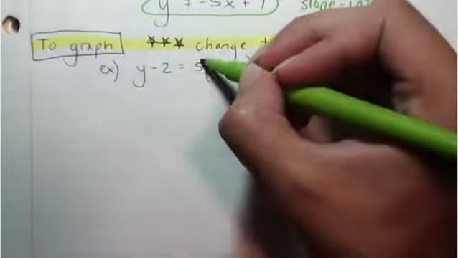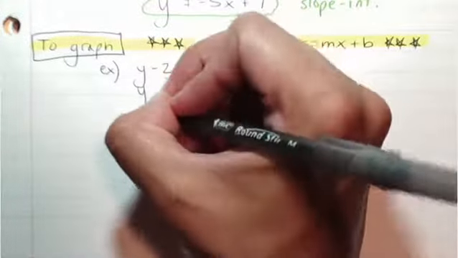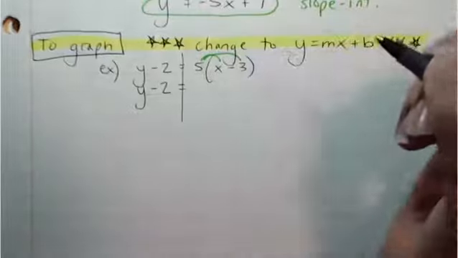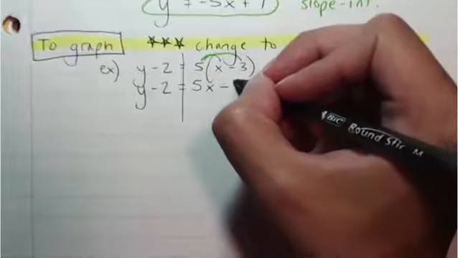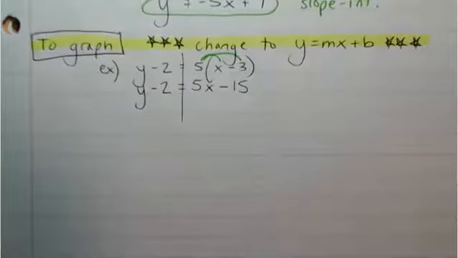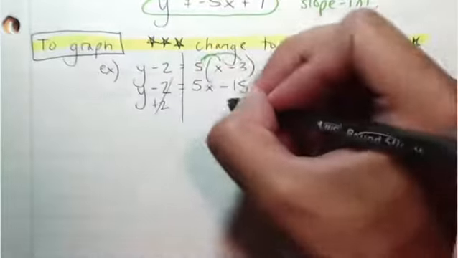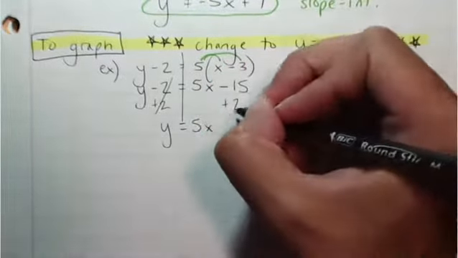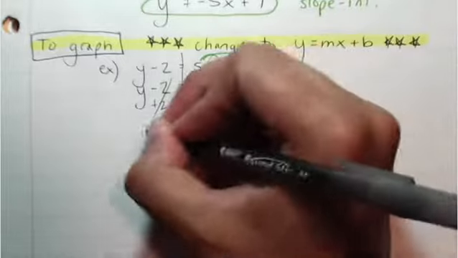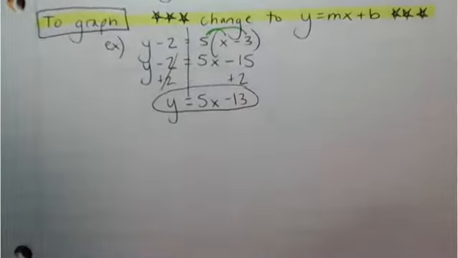First thing I need to do is distribute that 5 to the x and the negative 3. So that leaves me with y minus 2 is equal to 5x minus 15, since 5 times negative 3 is negative 15. To get y by itself, I'm going to add 2 to both sides, which leaves me with my equation y is equal to 5x minus 13. From here, I'm able to plug that in my calculator and solve.